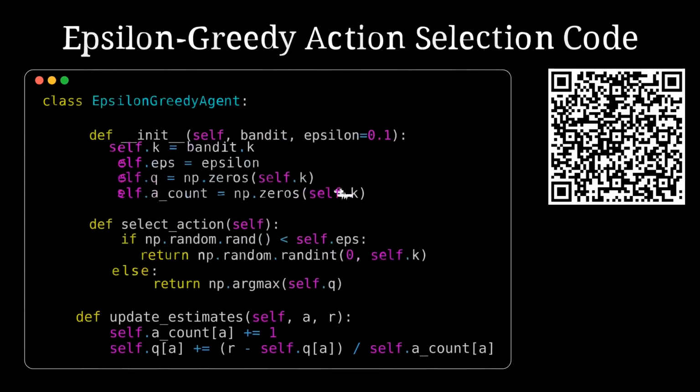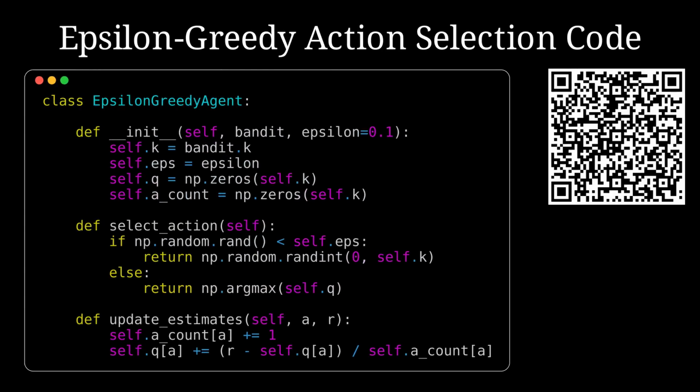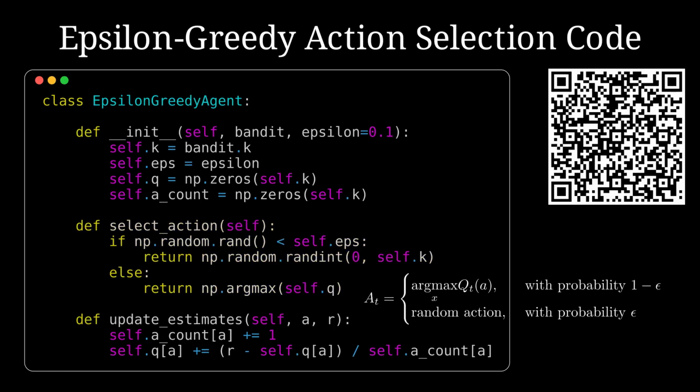Now, let's look at how the Epsilon-Greedy Action Selection strategy is implemented in the select action function. With the probability of epsilon, the agent selects a random action. This ensures the agent occasionally explores actions it might not otherwise have selected. Then, with the probability of 1 minus epsilon, the agent selects the greedy action by choosing the action with the highest estimated value. This simple rule ensures that every action is explored sufficiently over time while still prioritizing actions that appear to yield the highest rewards.